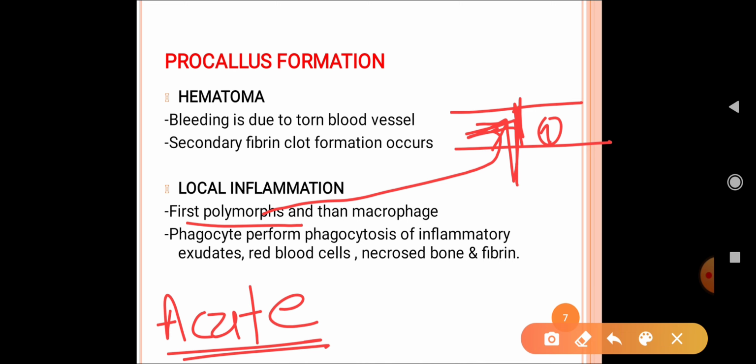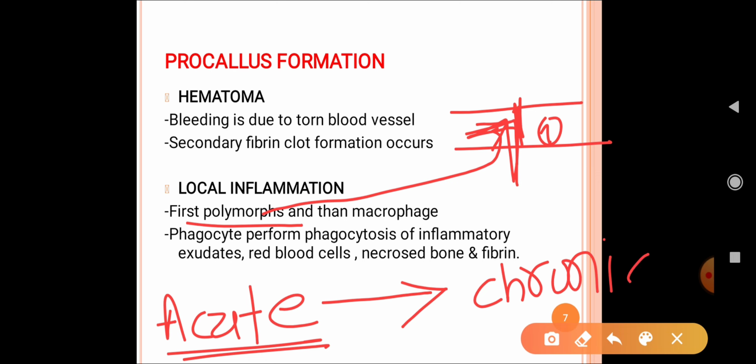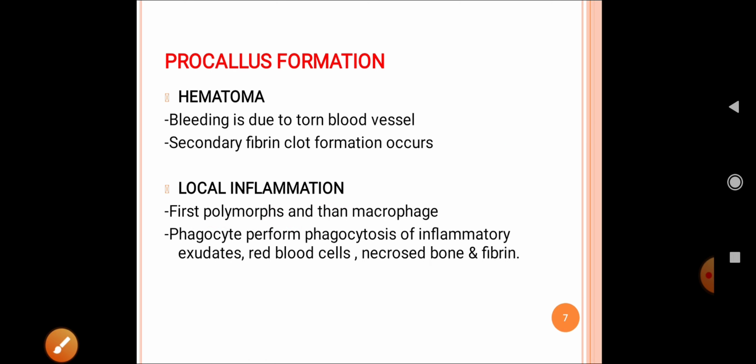And you might remember, if you have seen the video regarding cutaneous wound healing, that after 3 to 5 days, acute inflammatory cells will be replaced by chronic inflammatory cells, and such chronic inflammatory cells are lymphocytes and macrophages. Now, why do such inflammatory cells recruit at the fractured site?